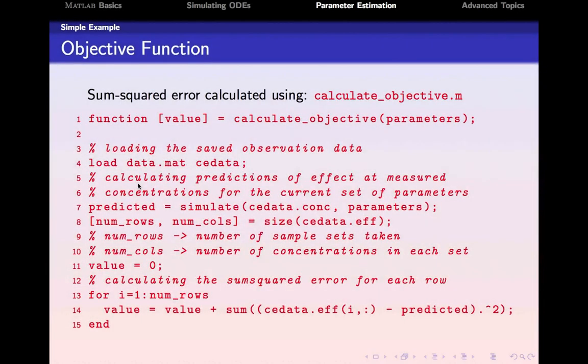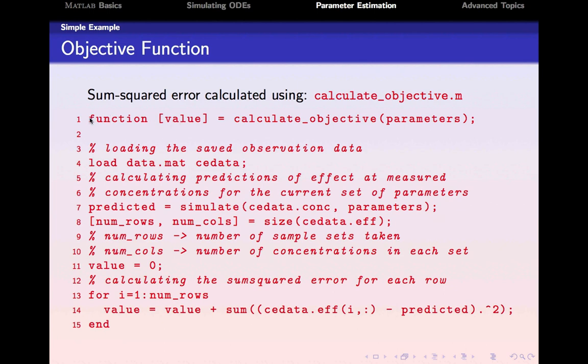So next, what we need to do is calculate the changes in our objective function with respect to any given set of parameters. So what I've done is I've created this function called calculate_objective.m. This takes in one variable called parameters, and it returns the value of the objective function. And the objective function that we're using in this case is simply a sum squared error. So let's walk through this function to understand it.